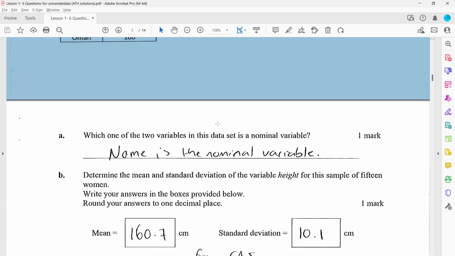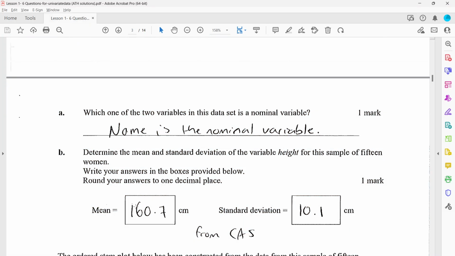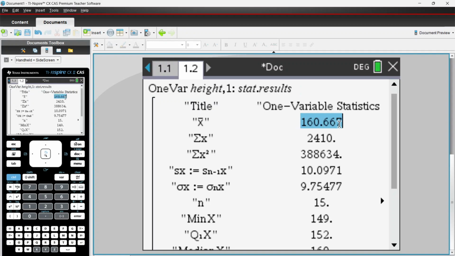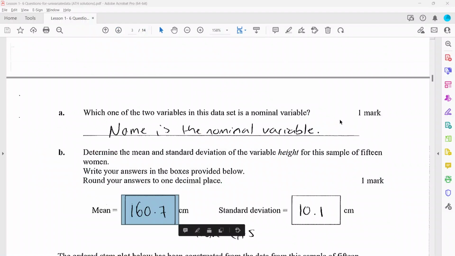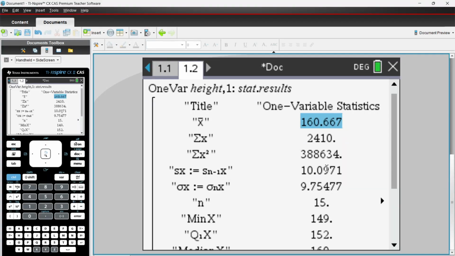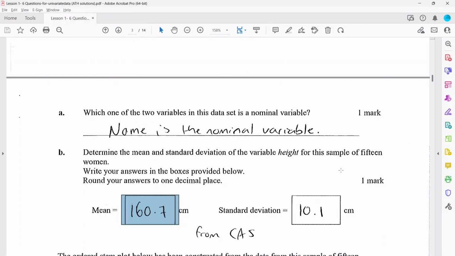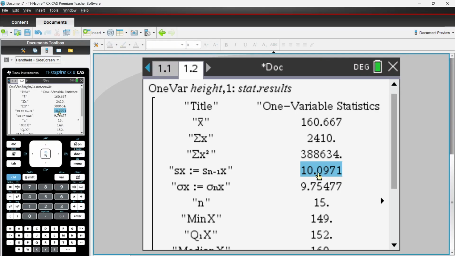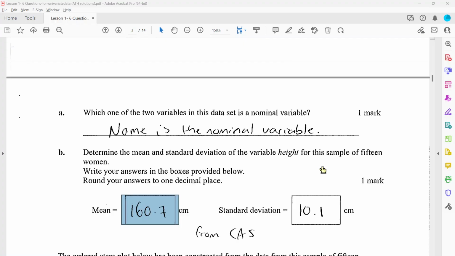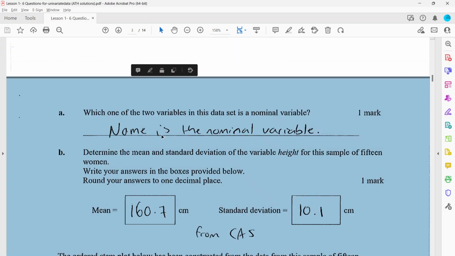Okay, so what it's asking you for is the mean and the standard deviation, which is 160.7. That's where you get this number here, and I think it asks for 1 decimal place. Yep, and the standard deviation, which is this one here, 10.1. So you have to round up here. Make sure you know how to do that. Now, I skipped A, but we'll come back to it.